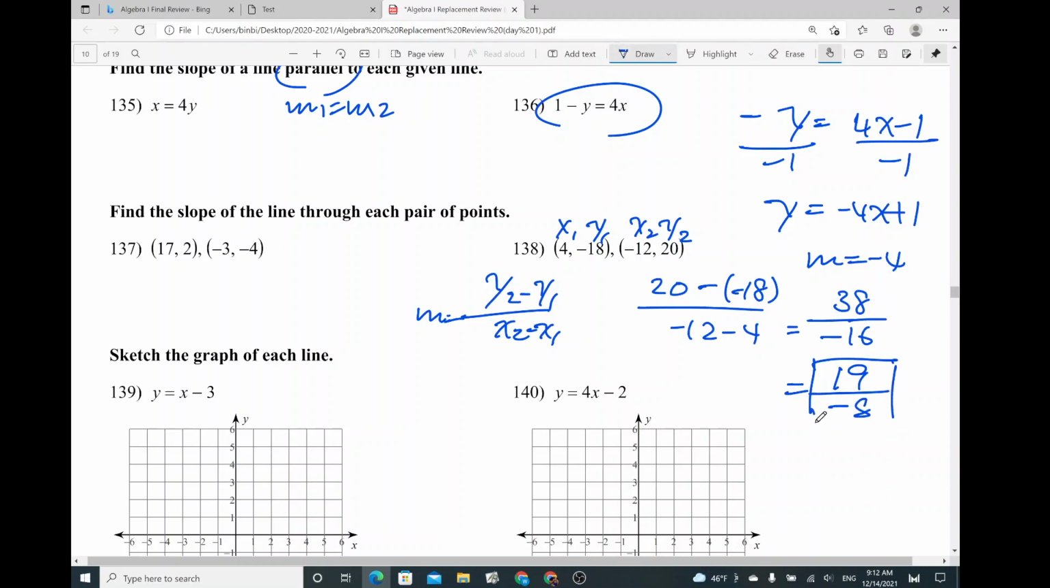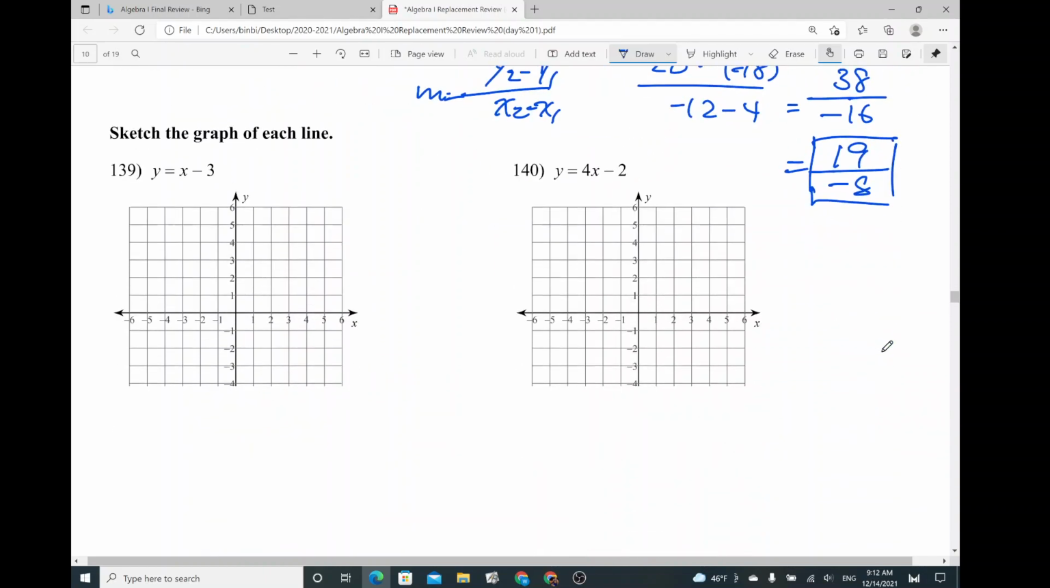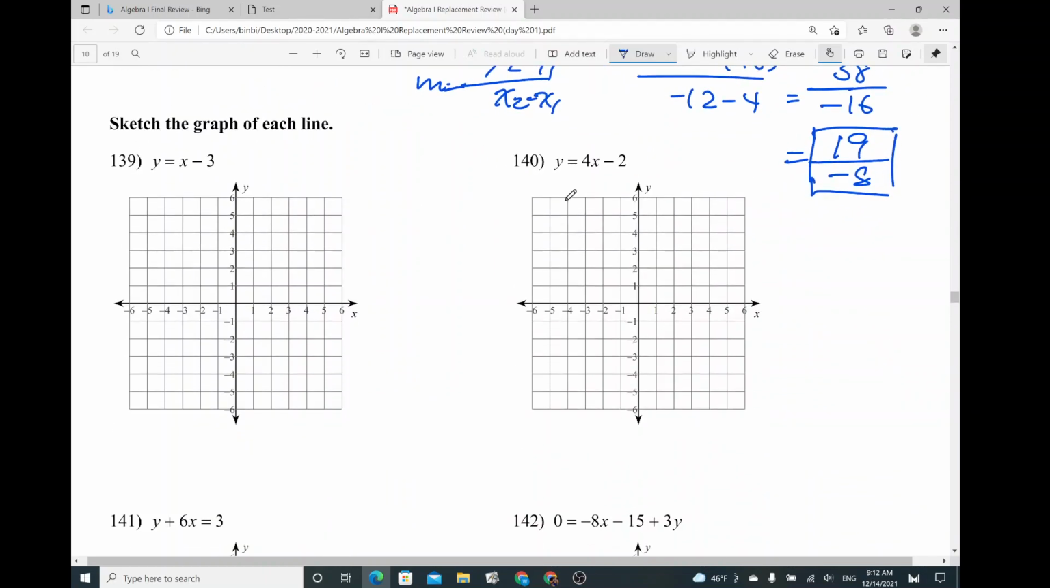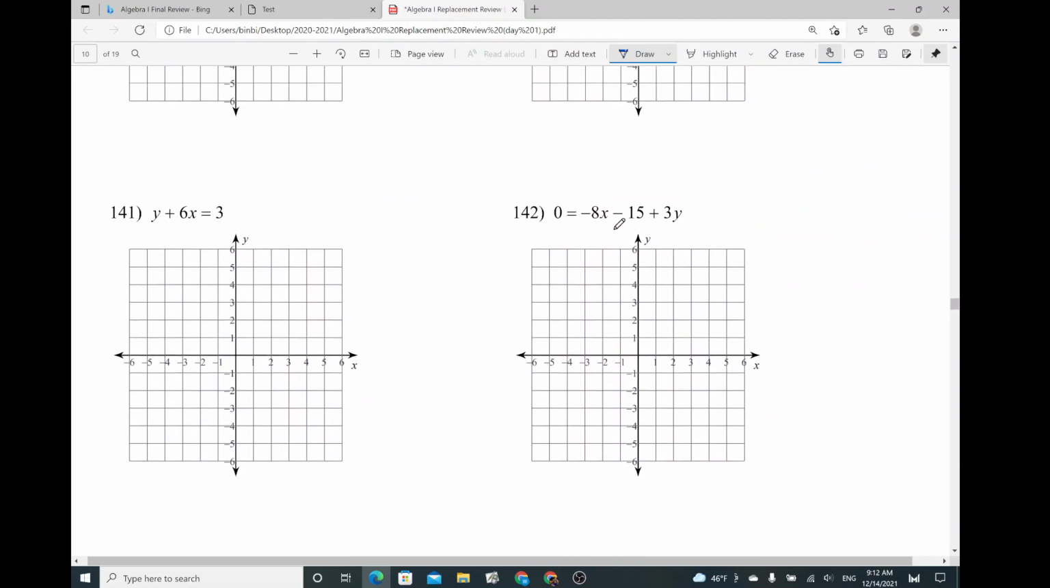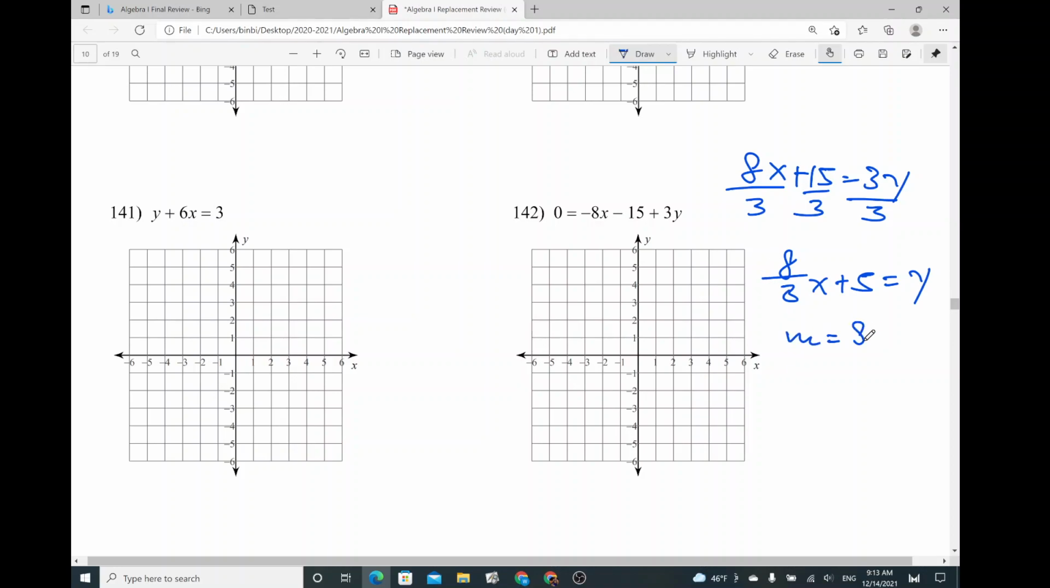Rise over run. And then sketch the graph. So y equals 4x minus 2, that one's pretty straightforward. Let's do the one that's a little bit more hectic. So this one right here, isolate y by itself. So add 15 to both sides, so we got x plus 15 equals 3y, divided by 3 on both sides. So we got a third x plus 5, so that equals y. So the slope is a third, and then the y-intercept is 5.